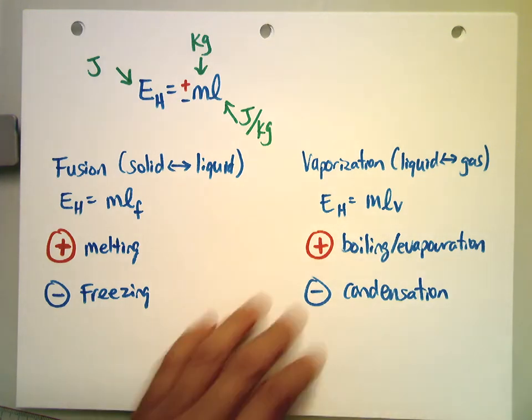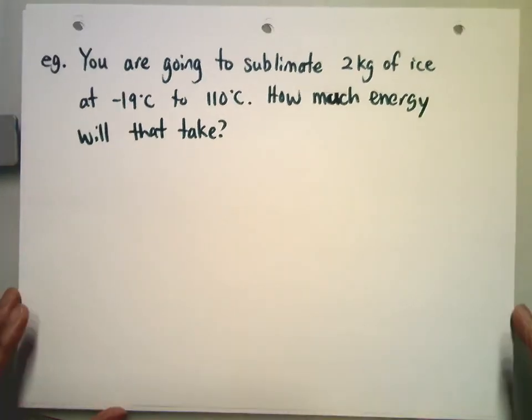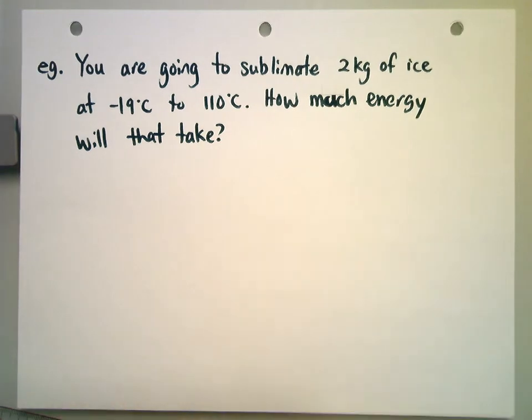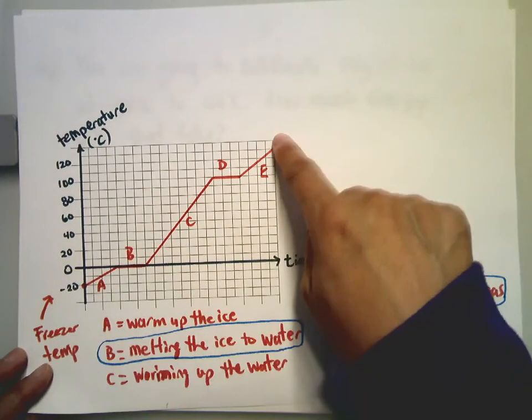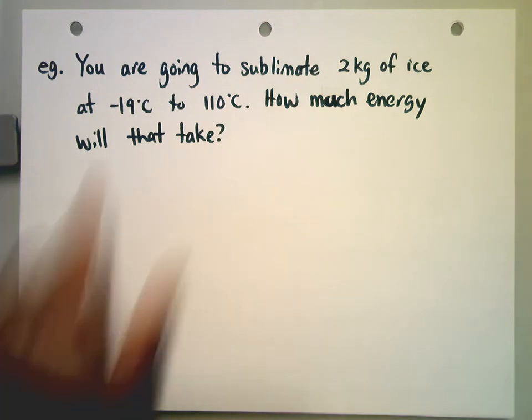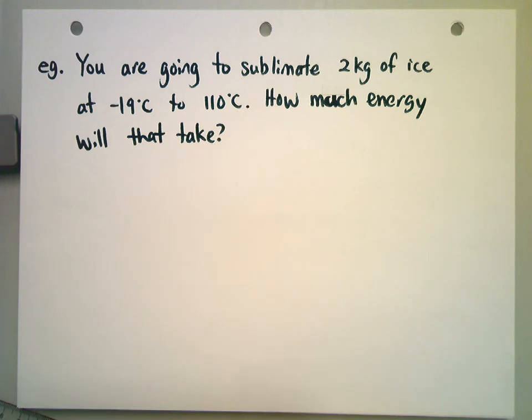All right, let's do an example and get some numbers involved. All right, so here we are starting with an example. We're going to melt ice. In fact, we're going to sublimate it. So we're actually going to do this example with the graph. We're going to take ice and we're going to turn it right into water vapor. So you're going to sublimate 2 kilograms of ice at negative 19 degrees to 110 degrees Celsius. How much energy will that take? Well, that's a great question. All right, so let's figure out how much energy that will take to do this.